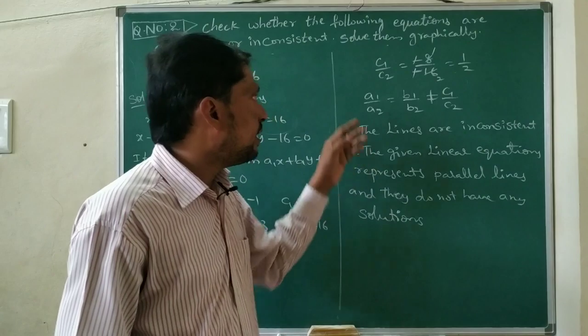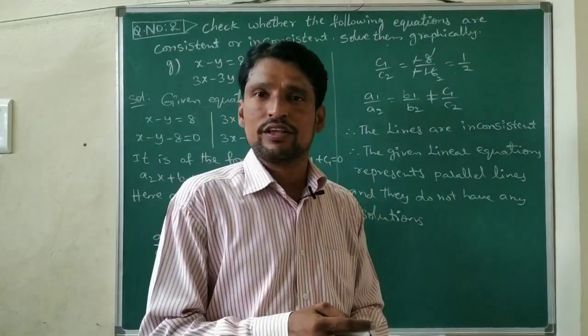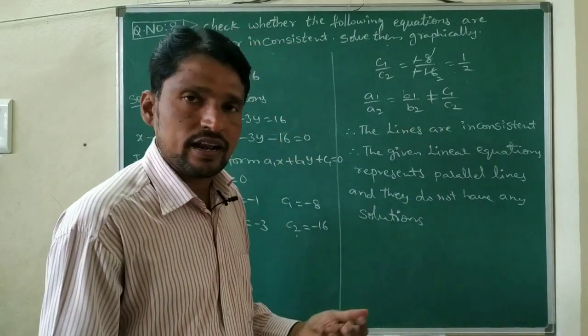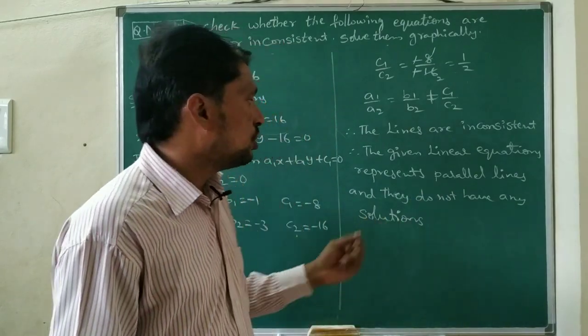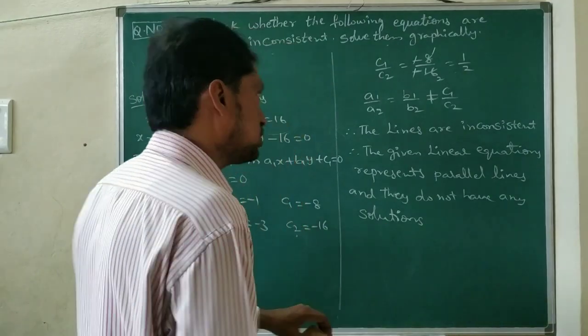So when it is parallel lines, a1 by a2 equal to b1 by b2 not equal to c1 by c2, only then it is parallel lines. Parallel lines means we are not getting any solutions. Now graphical representation.